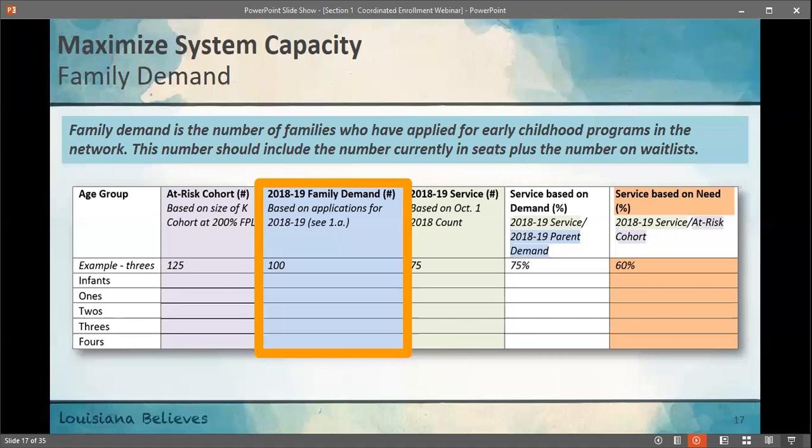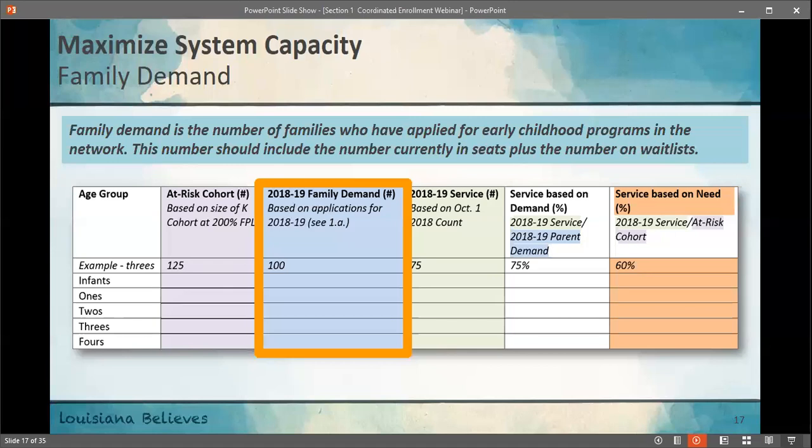So basically, just to clarify or to add something to that, your family demand may be much smaller than your at-risk cohort because fewer families are applying for services. So we provide both sets of information, or we expect you to provide both sets of information, I should say: the higher number, your at-risk cohort number, which is the potential need for services based on the economic information of those families and households, compared to your family demand, which are the families that have actually submitted applications.